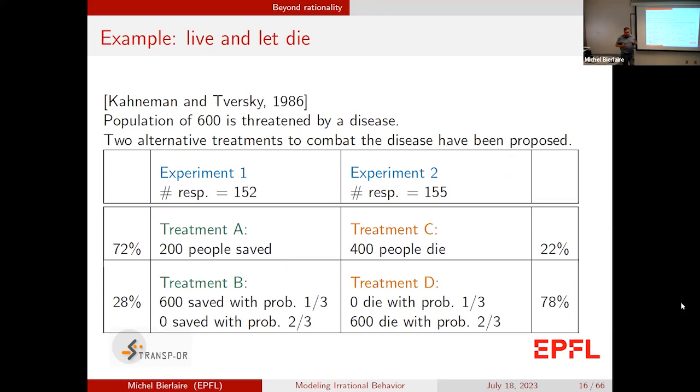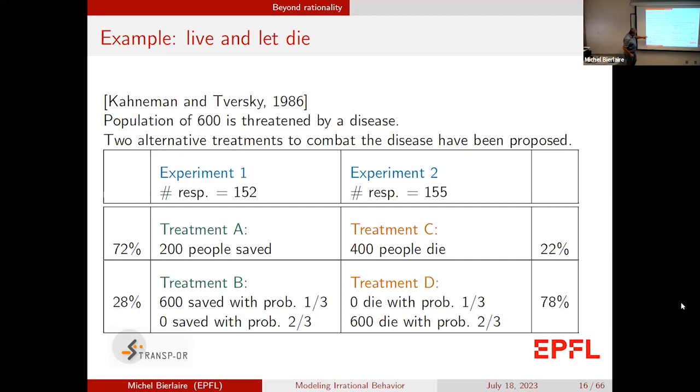This example is about framing. So basically, the way you ask a question may completely change the outcome of the choice. So this is, again, an example from Kahneman and his colleague Tversky. So the idea is the following. There is a population which is threatened by a disease. You have 600 people in this population, and you are asked to choose between two treatments, treatment A and treatment B. And then the way you will describe the treatments will be different for two types of respondents. So you have one experiment with one group of respondents, and a second experiment with another group of respondents.